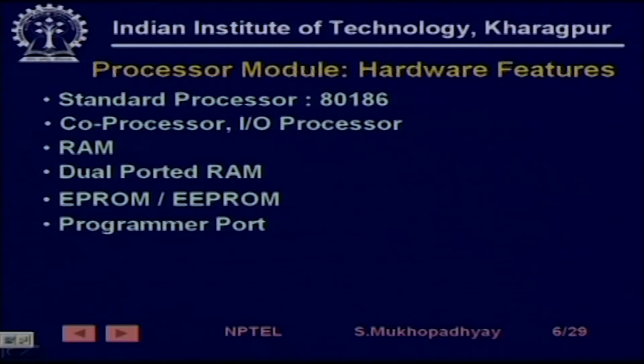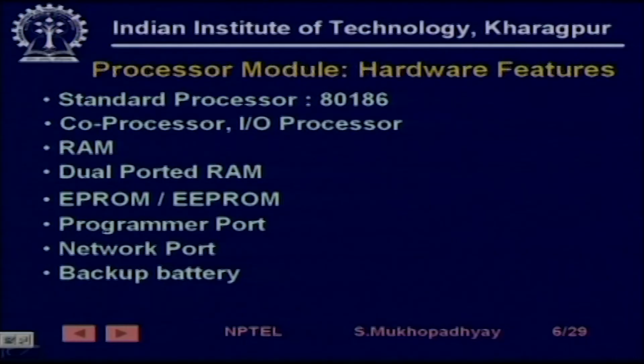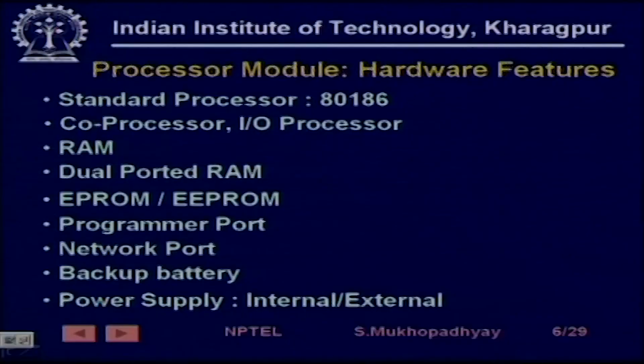You have programmer ports which are used for downloading programs. You have network ports. You have a backup battery. This is very important, because if by any chance you have a power failure, number one, you do not want your process state to be lost, number two, you do not want to lose your parameters. So, there is always a backup battery which will back up part of the RAM, and you obviously need the power supply, which could be internal within the processor module, or it could be external, as a separate power supply module which will connect to the processor module. It could be either way.